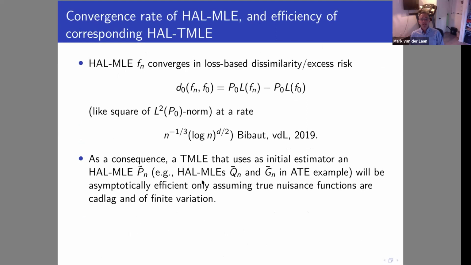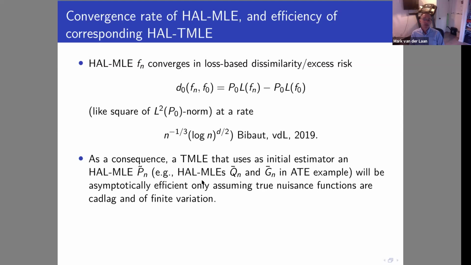Now then you say, okay, that's nice, but how good is this estimator? This estimator actually has a rate of convergence in loss-based dissimilarity, which is typically like L2 norm squared, or Kullback-Leibler dissimilarity, which again behaves like an L2 norm squared. The rate of convergence, if you take the square root of it, is n to the minus 1/3 times log n to the power d over 2. So in loss-based dissimilarity, it's always quadratic, so it becomes n to the minus 2/3 times log n to the power d. So anyway, the rate of convergence is therefore n to the minus 1/3 up to log n factors.